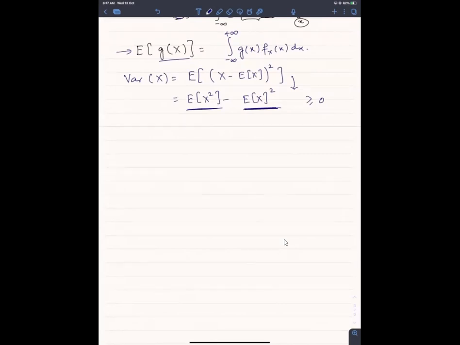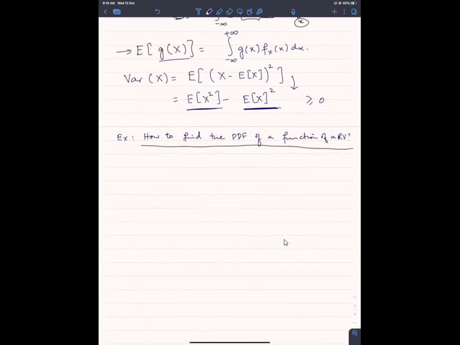Now I'm going to give you an example which is talking about how to find the PDF of a function of a random variable. कैसे find out करते हैं?